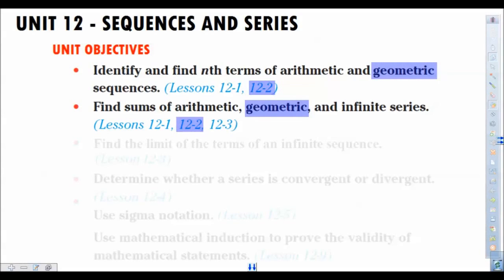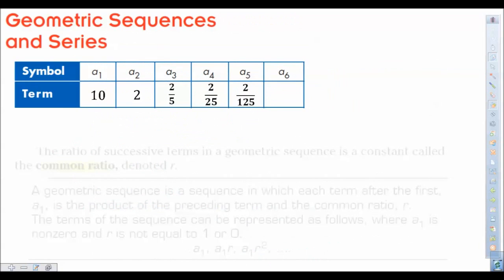Alright, 12.2, geometric sequences and geometric series. Very similar moves that we're making here with arithmetic sequences and series. So let's take a look. Looking at this geometric sequence here, let's establish why it's geometric.